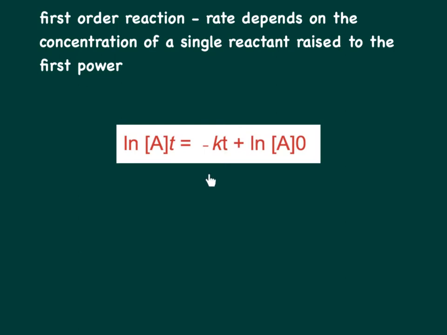This is the integrated rate law for a first-order reaction, one whose rate depends on the concentration of a single reactant raised to the first power. We can relate the concentration at the start of the reaction at time 0 to its concentration at any other point in time. Note that this equation has the form of the general equation for a straight line.